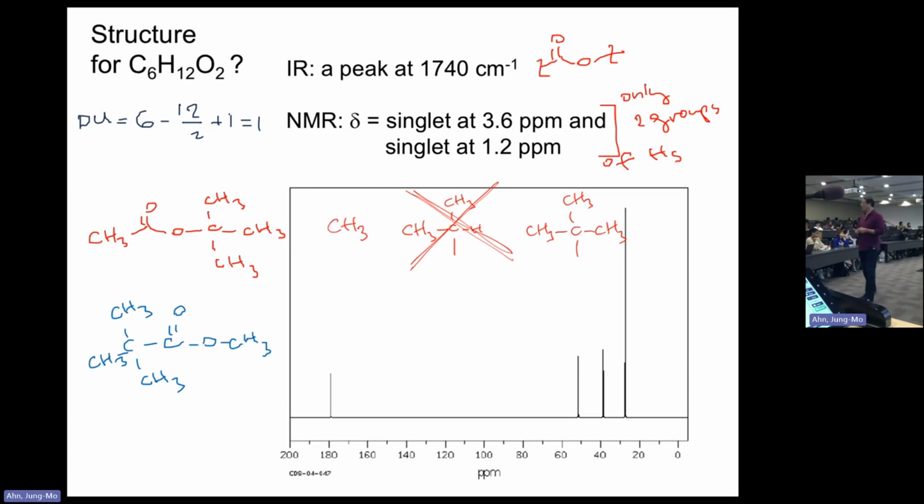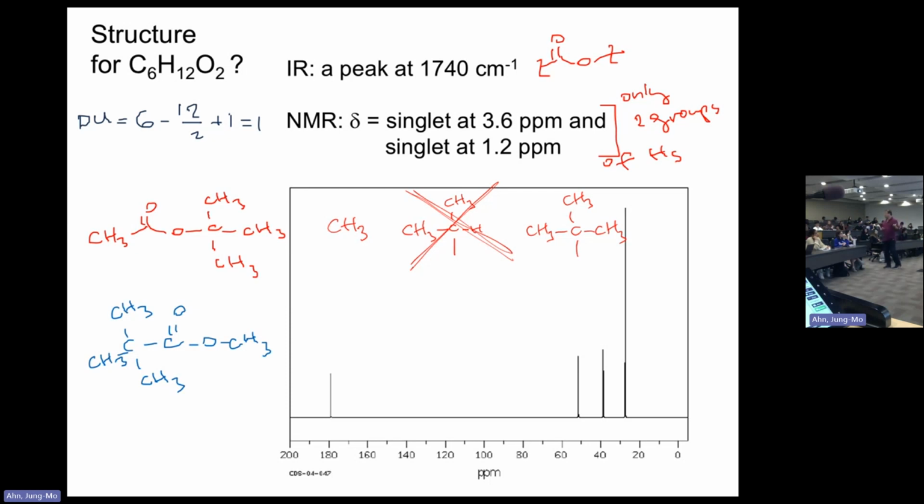What information do you think you need? If the methyl groups are connected to the carbonyl, where might the chemical shift of the methyl group show up? Next to the carbonyl, that should show up at about 2.1, right? We don't have a peak at 2.1. We got a peak at 3.6.